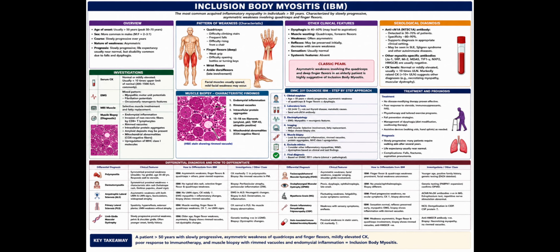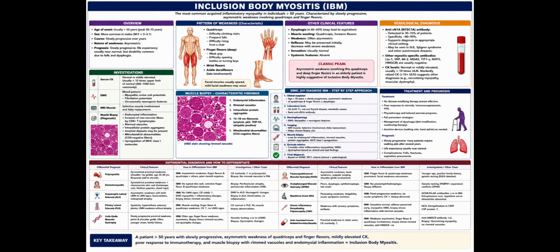Facioscapulohumeral muscular dystrophy. Facioscapulohumeral muscular dystrophy may produce asymmetric weakness similar to IBM. However, facial weakness, scapular winging, and shoulder girdle involvement predominate in facioscapulohumeral muscular dystrophy, whereas IBM preferentially affects finger flexors and quadriceps. The younger age of onset and positive family history further support the diagnosis of facioscapulohumeral muscular dystrophy.